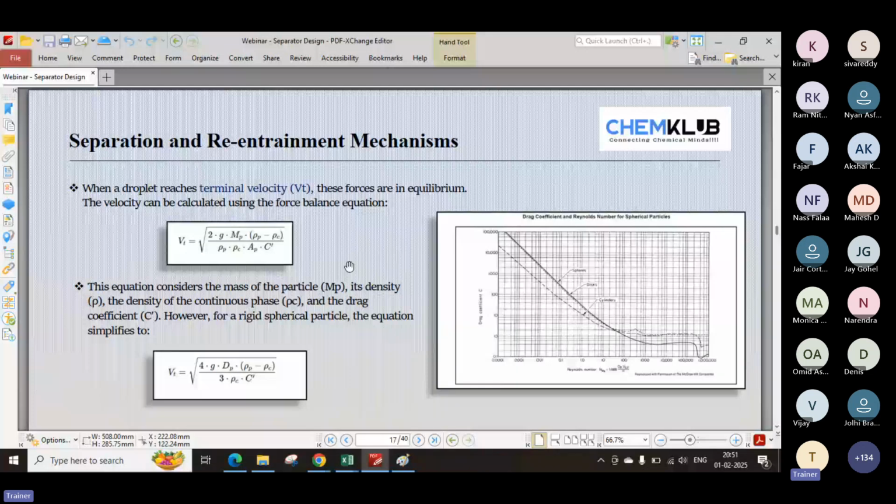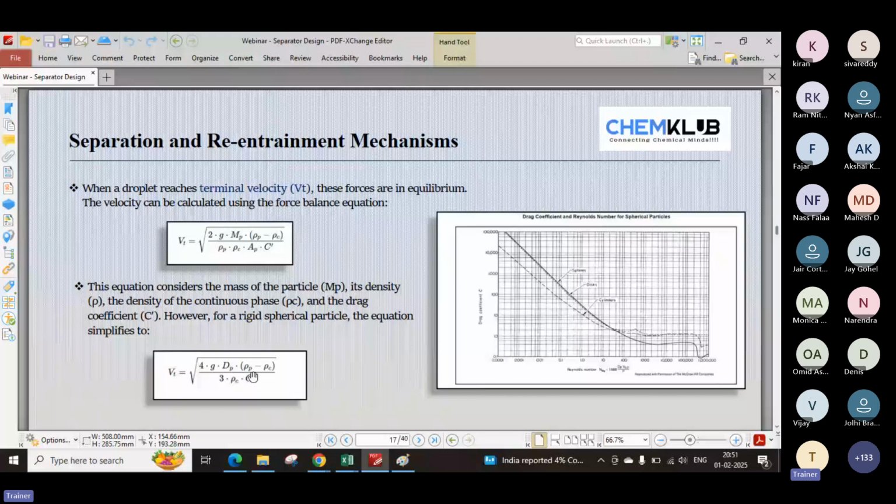This equation considers the mass of a particle. What is the mass of a particle? It is its density. Generally, they consider diameter as well, some 300 microns, 400 microns, 150 microns kind of thing. Generally, it is the diameter of the particle you can see here. And the drag is calculated.